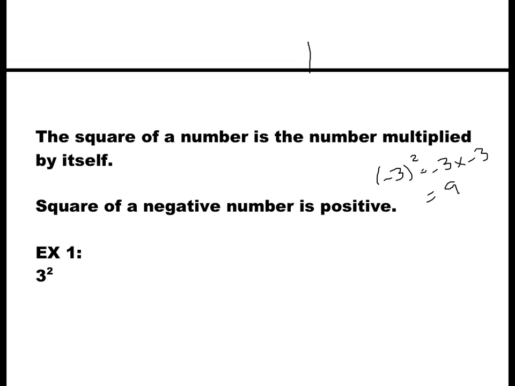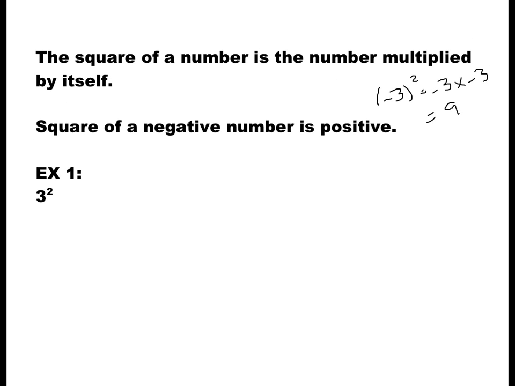Let's do a couple of examples here. First one, what is the square of 3? The square of 3 by definition is 3 times 3, which is going to give you 9. The next example, what is the square of 2? The square of 2 by definition is 2 times 2, which is going to be 4.